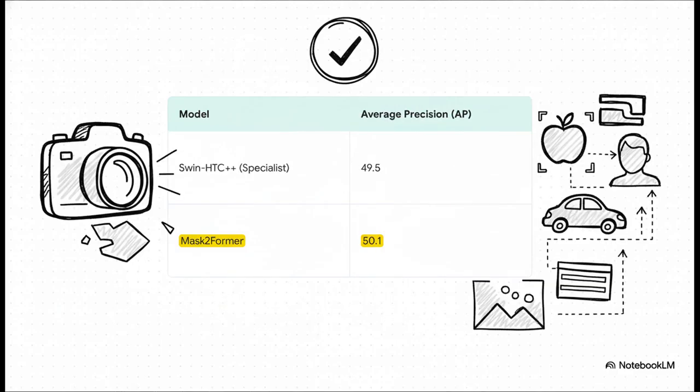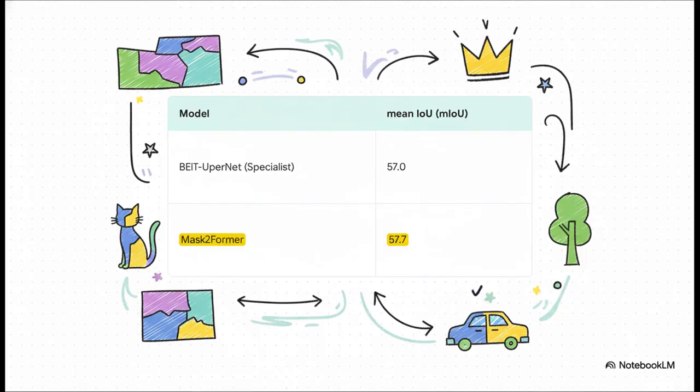But now for the real test, instance segmentation. This was the one where the universal models always fell short. The score here is called average precision, and it's basically the gold standard for finding and outlining every single object. The top specialized model had a score of 49.5. So where did Mask2Former land? 50.1. It didn't just close the gap, it actually beat the specialist at its own game. Incredible. And to complete the hat trick, let's look at semantic segmentation.